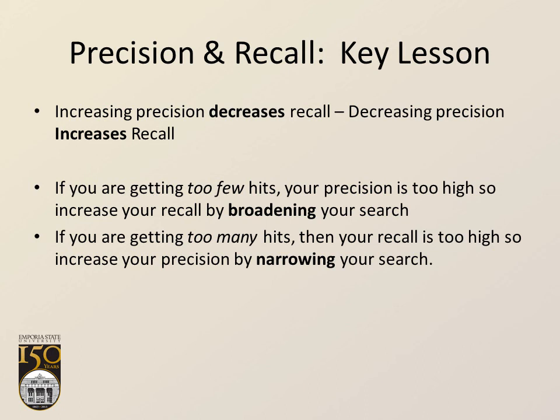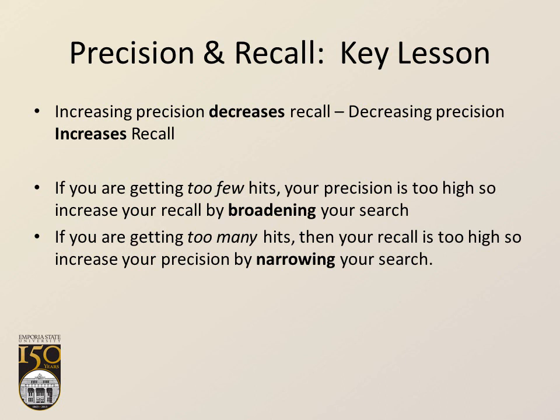Now, the way we use that is that once you determine what the precision and recall needs are of the patron, you can determine that if you're getting too few hits, your precision is too high, so you need to increase your recall by broadening your search. If you're getting too many hits, then your recall is too high, so you need to increase your precision by narrowing your search.